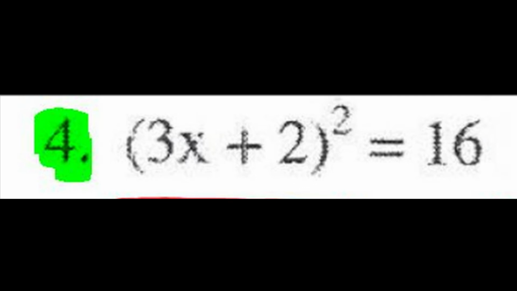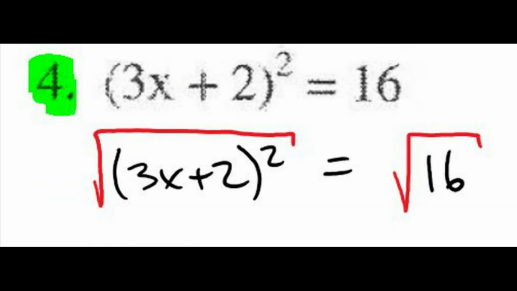I can undo a square by square rooting it. So that's what I did here in red. I square rooted the 3x plus 2 squared to get rid of the square. And if I do it to the left, I have to do it to the right. So I square rooted the 16. Well, if you square root the left side, you just get 3x plus 2. The squared and the square root cancel each other out.